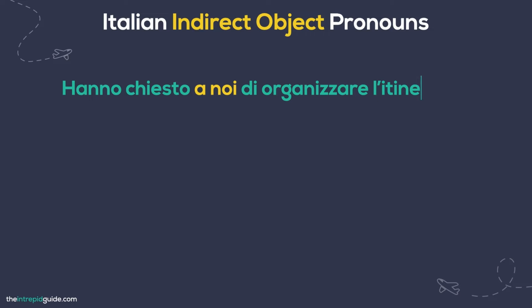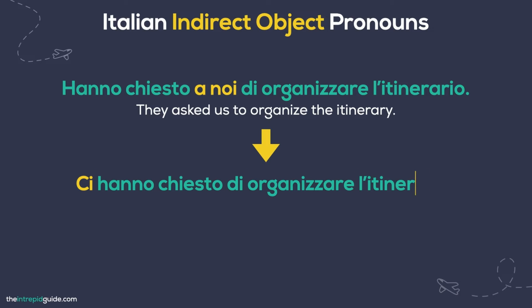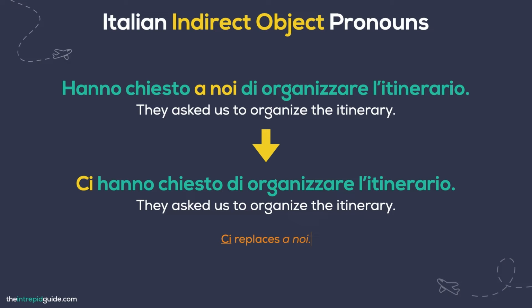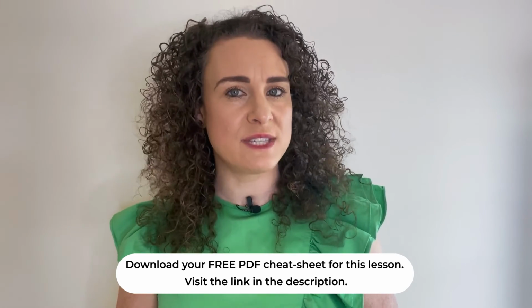Here's another example. Hanno chiesto a noi di organizzare l'itinerario. They asked us to organize the itinerary. Becomes, Ci hanno chiesto di organizzare l'itinerario. They asked us to organize the itinerary. Ci replaces a noi.